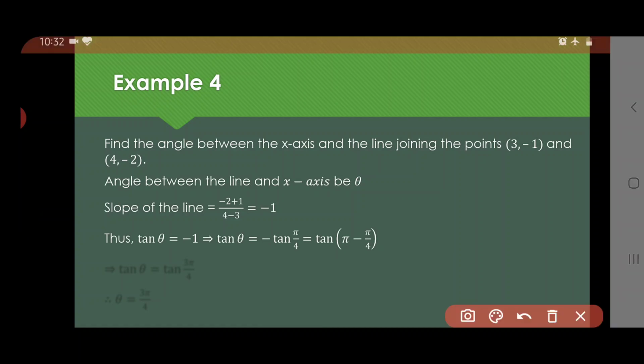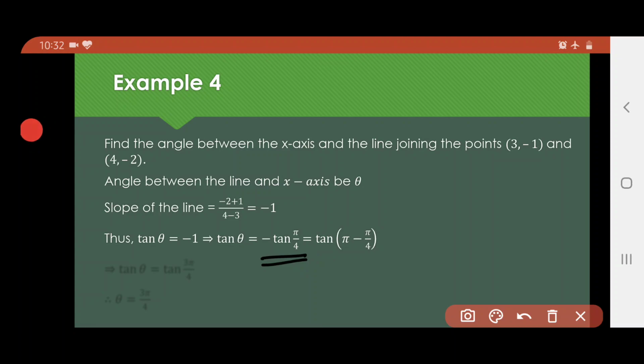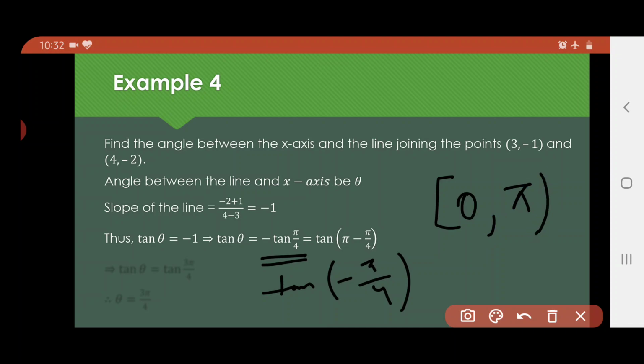Now you will be tempted to write this as tan of minus pi by 4, which is basically how we do it. But we know that the angle must lie between 0 to pi. That is, it can take the value 0, it can't take the value pi, but it must lie within this range. So minus pi by 4 does not lie in this range, so I can't write this. So I have to find another angle for which tan theta will be minus 1.